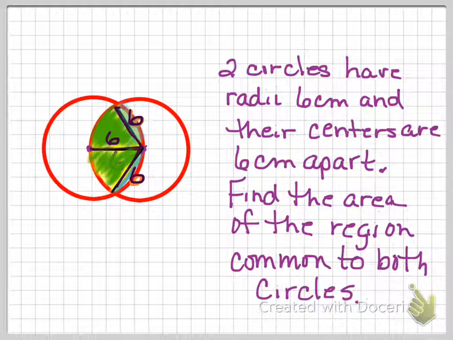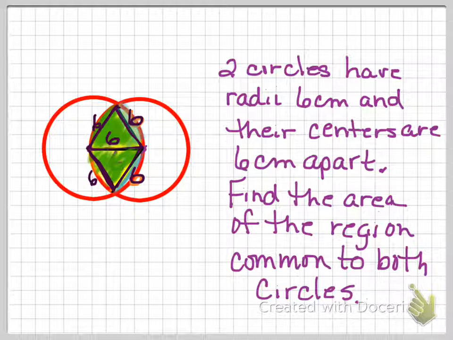So to find the area of my sector, the first thing I need to know is what percentage of my circle it is. So that means I'm going to need some angle measures. Well, that's a radius. That's a radius. So all of these are 6.